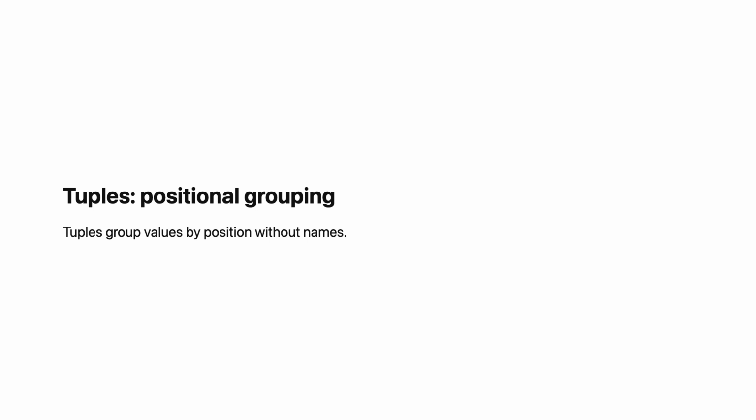Tuples are simpler than records. You do not need to define a new type. Just group values together, but tuples are less self-documenting. What does 3, 7 mean? Coordinates, a range, an ID and count. Without names, you must rely on context.